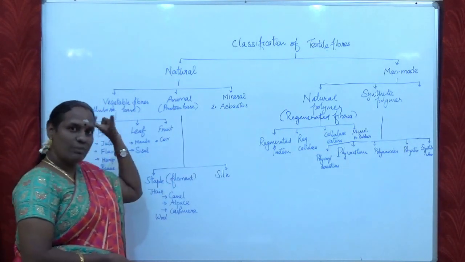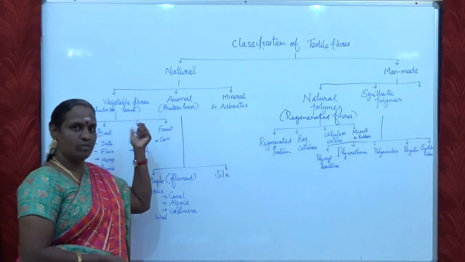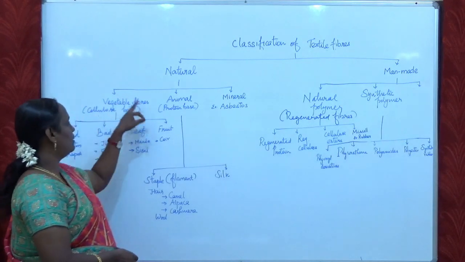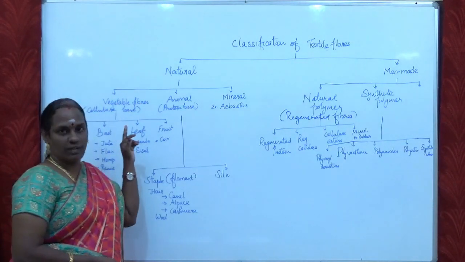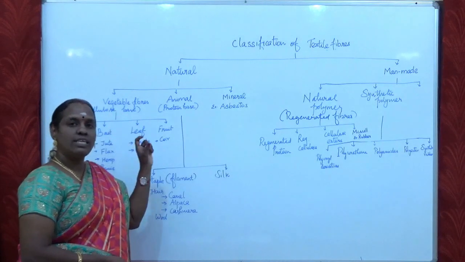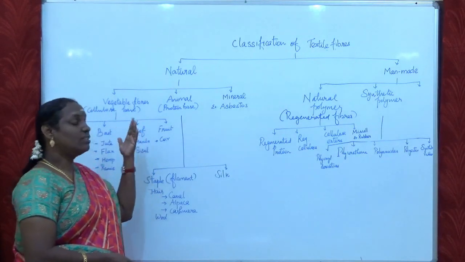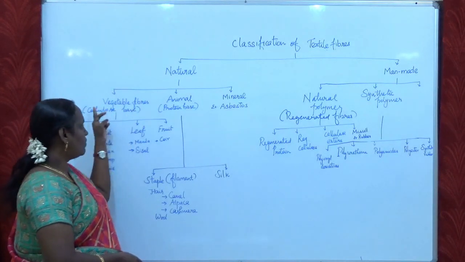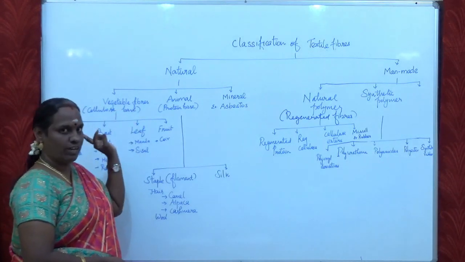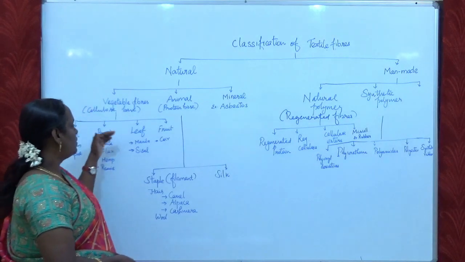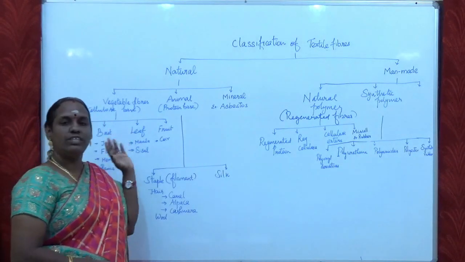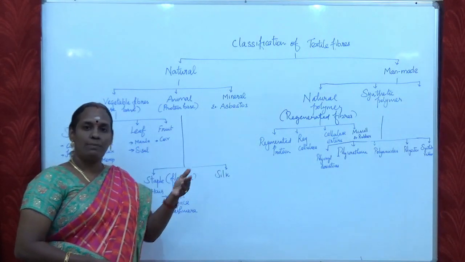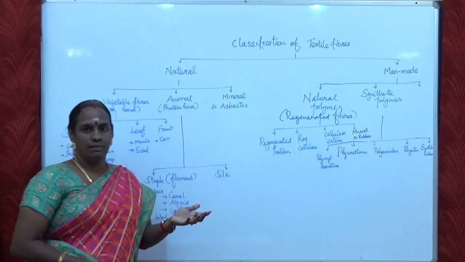In the last class I mentioned vegetable fiber as plant fiber. So both are the same. Plant fibers, vegetable fibers, and one more name used is cellulose fiber, because the main content of the plant is cellulose. So the vegetable fibers are also called cellulose fibers. In the case of vegetable fibers, the fibers are obtained from various parts of the plants, right?